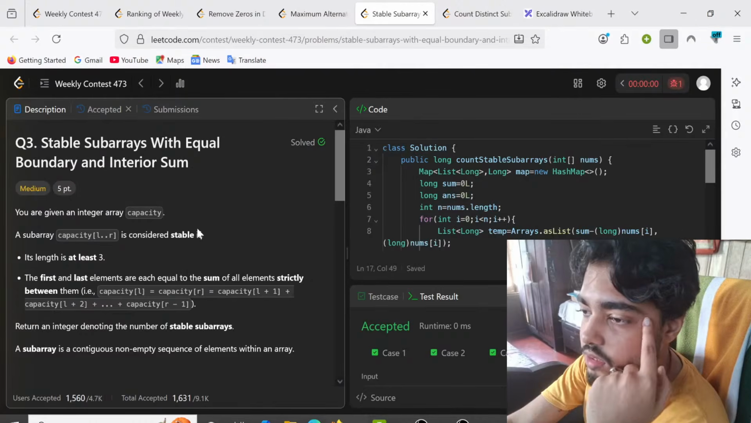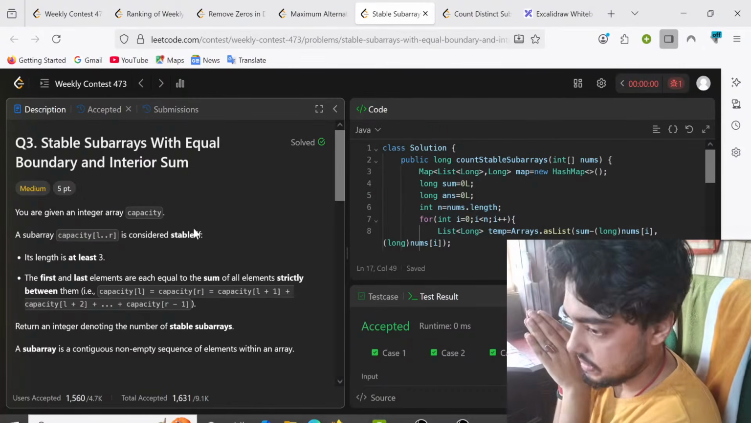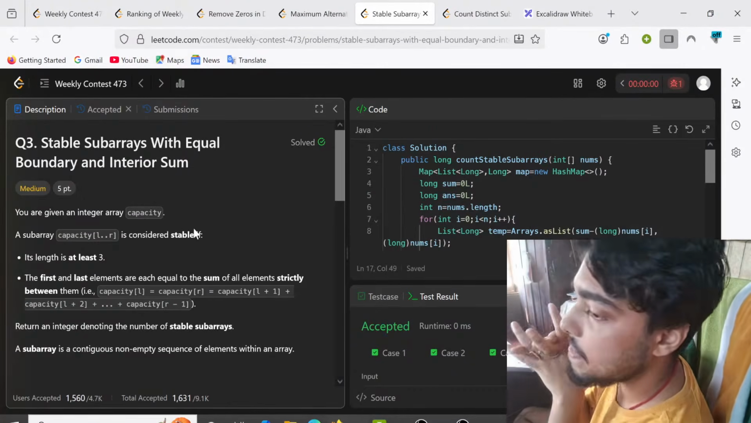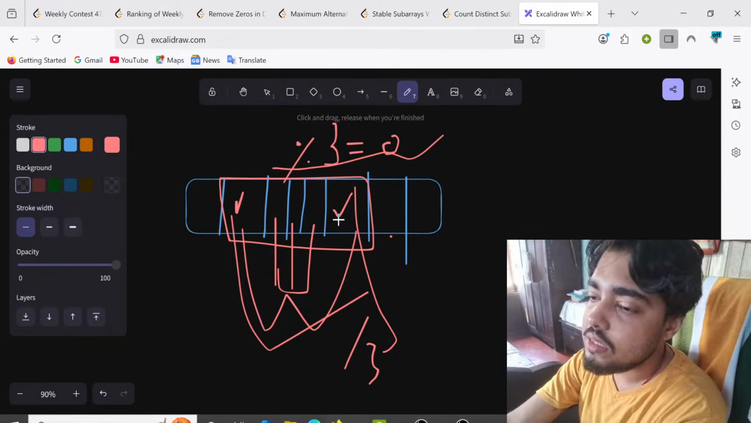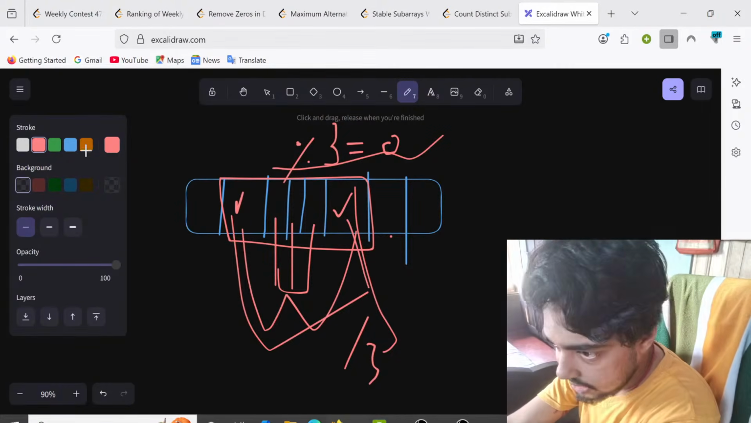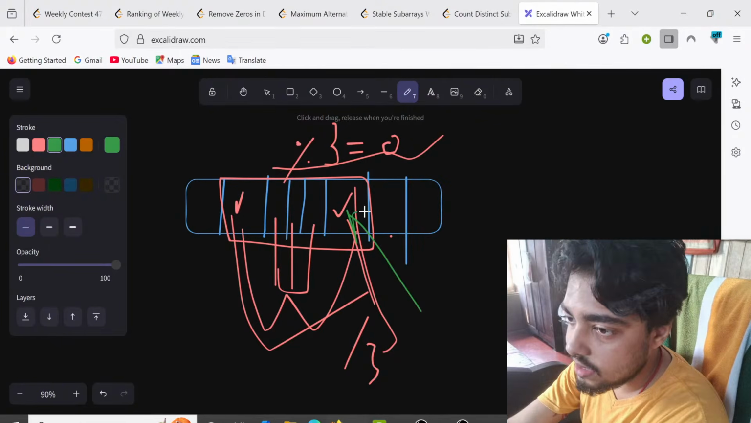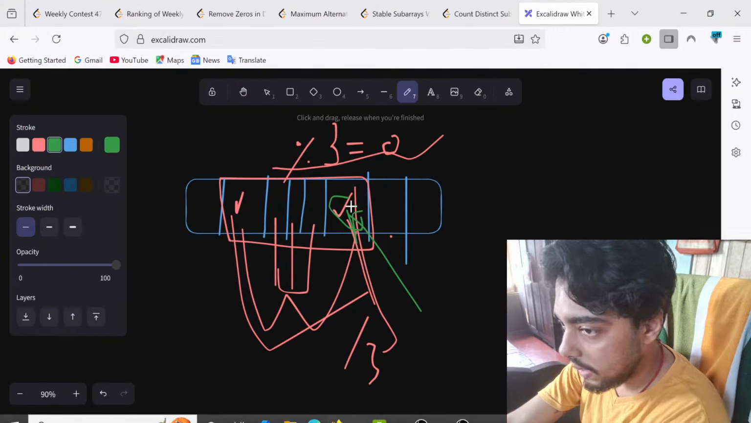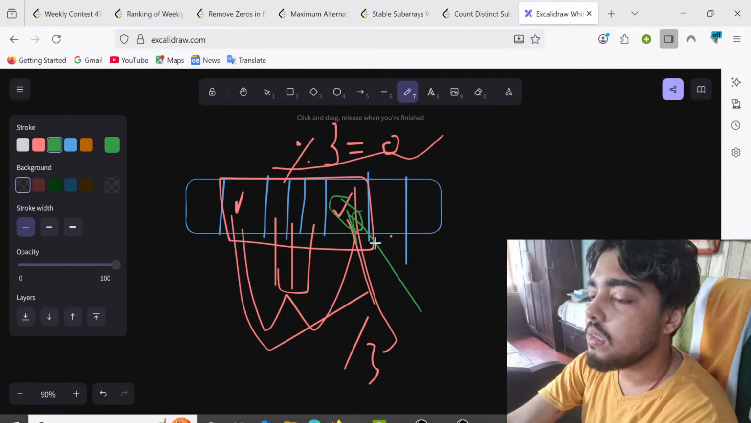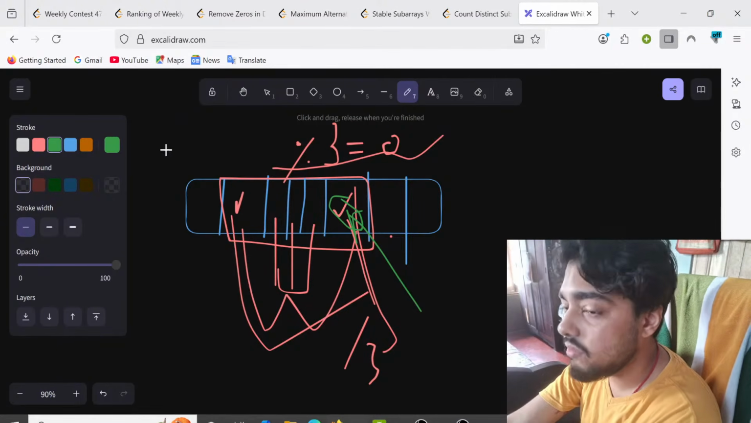First of all, stable. Which means that we can take a map basically. Now in that map, whenever we are arriving at a specific element, let's say I'm arriving at this, I'm using a different color, I'm arriving at this, so I can subtract this element twice. After subtracting this element twice, what will be my sum? My sum will be this only, right?